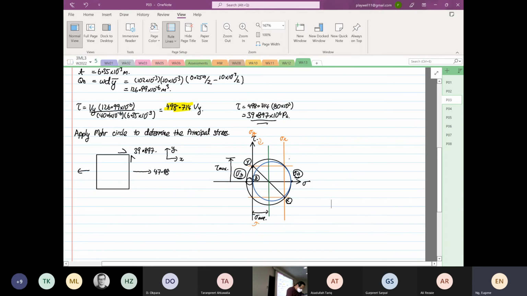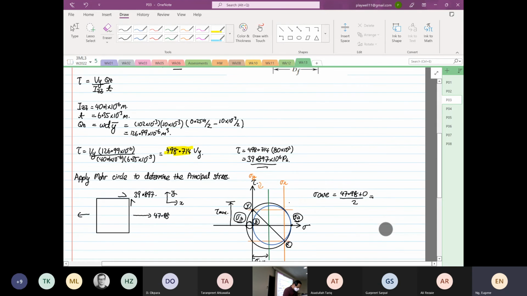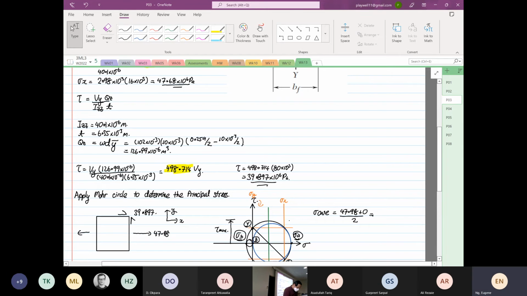So from here, we can calculate our average stress is equal to 47.98 plus 0 divided by 2. Okay, so 47.98 divided by 2 is equal to 23. Wait, did I get 47.98? What is my stress? Oh, 47.68.